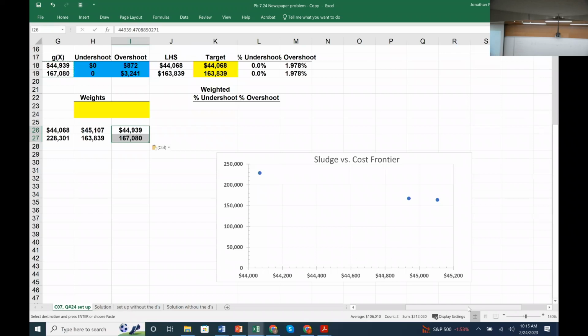So the very first thing we did was minimize cost. That would have been that dot. The second thing we did was minimize sludge. That would be that dot. This is the most recent dot that we created.